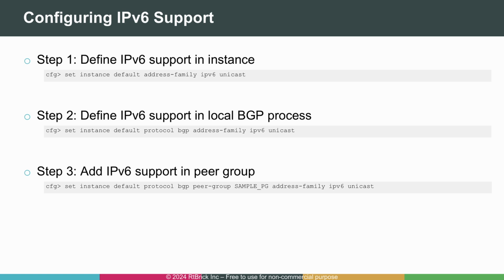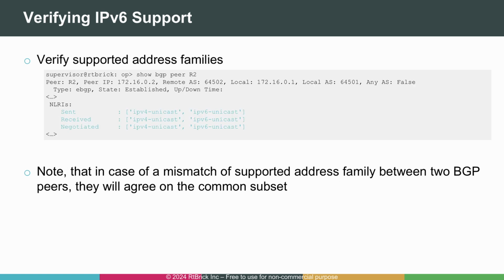Some configuration options that we have learned while configuring IPv4 are also available for IPv6, for example the multipath option or the redistribution of static or IGP routes into BGP. Both are applied at the set instance default protocol BGP address family IPv6 unicast level. I have also highlighted the relevant part of the show BGP peer command output.